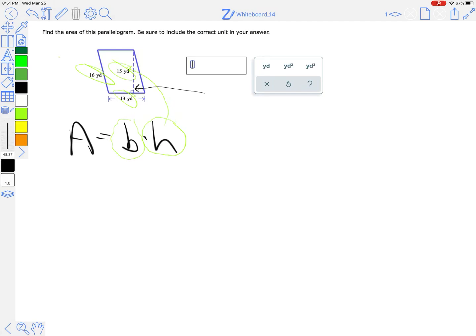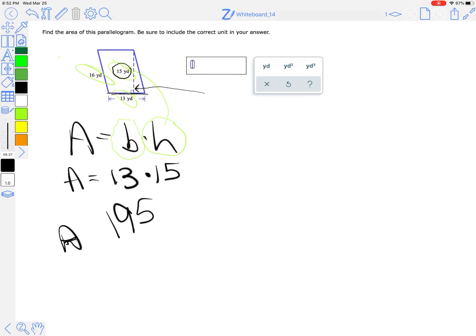Okay, that 90-degree angle means that dotted line is my height. So I'm going to put the 15 in for the height. And the base is the side that the 90-degree angle touches. So in this case, it's going to be 13. So for this parallelogram, the area is going to be the base, 13, times the height of 15, and that gives me 195.